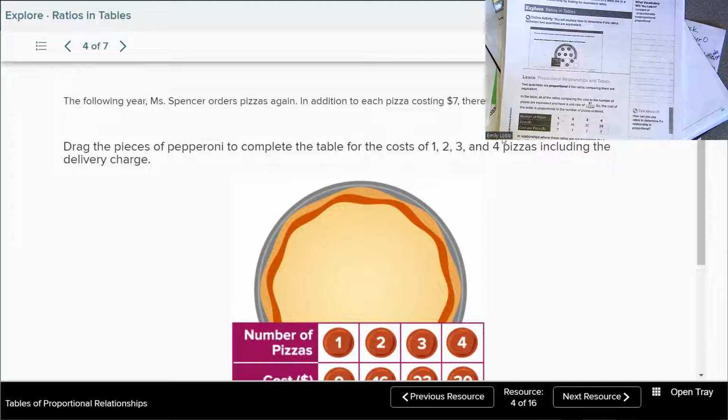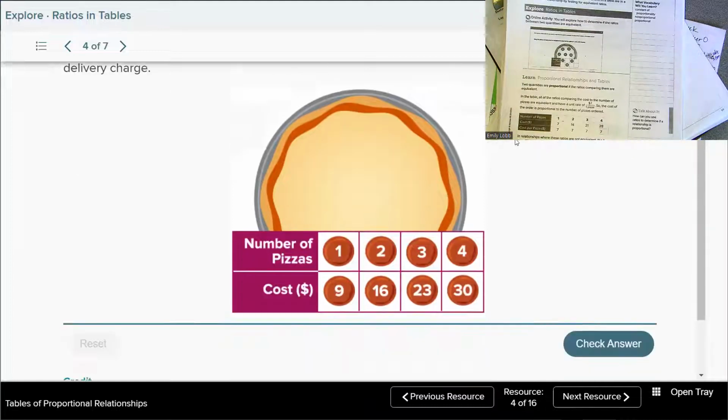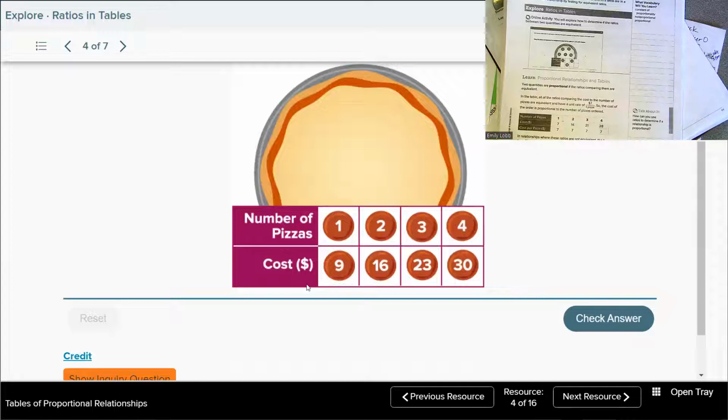No! How rude. Let's go! So they said the one pizza was 7 plus the $2 charge. They said 2 pizzas were 2 times 7 plus the $2 charge. They said 3 pizzas was 3 times 7 plus the $2 delivery charge. And they said 4 pizzas was 4 times 7 plus the $2 delivery charge.